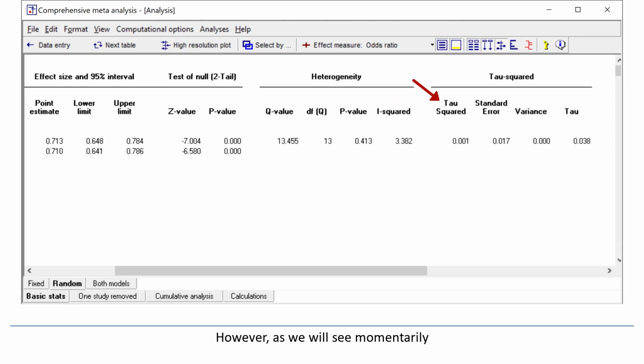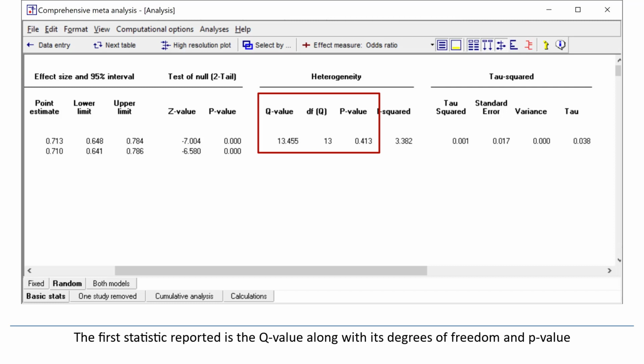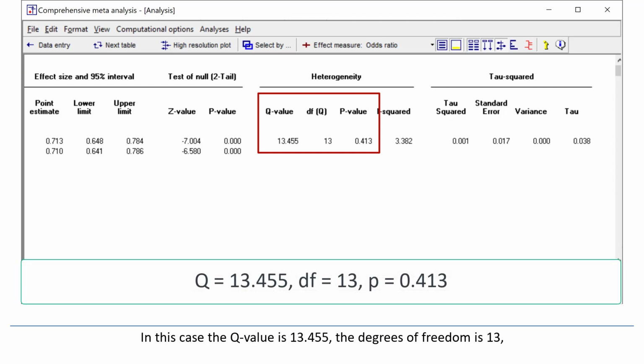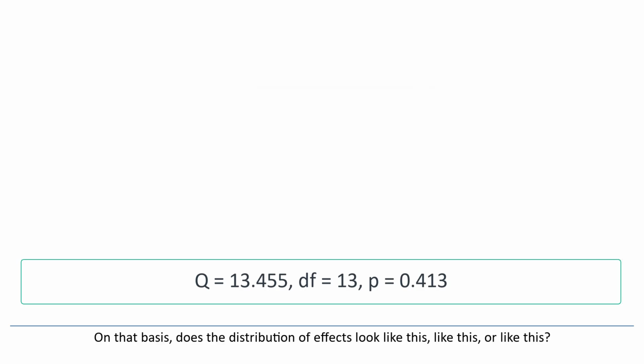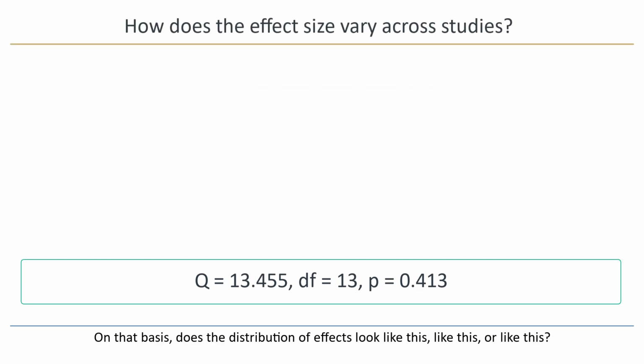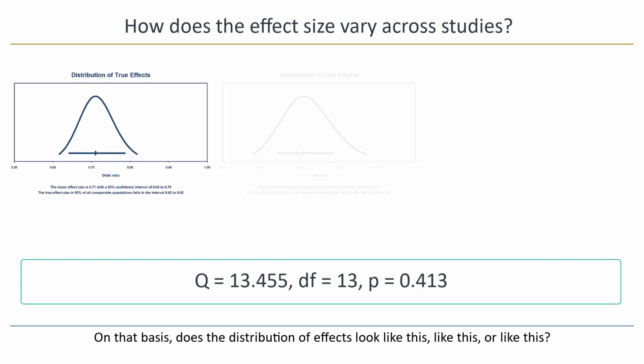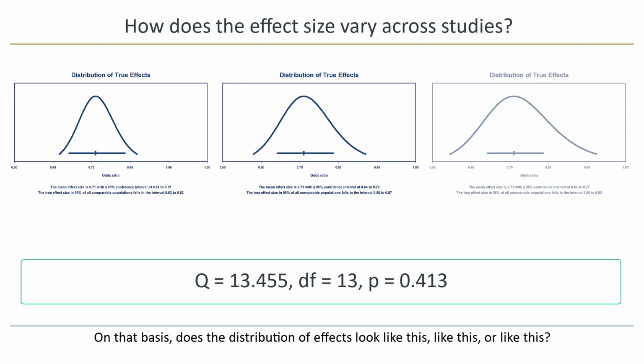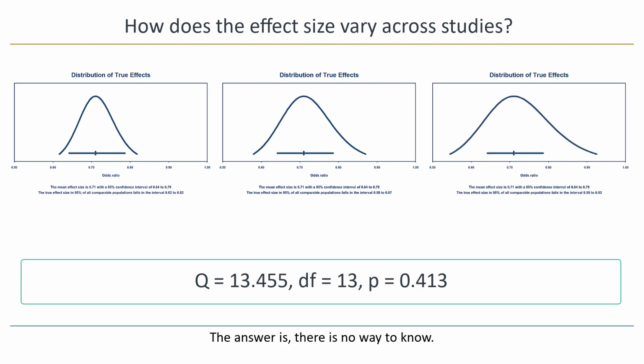However, as we will see momentarily, these statistics don't actually tell us how much the effect size varies. The first statistic reported is the Q value, along with its degrees of freedom and the p-value. In this case, the Q value is 13.455, the degrees of freedom is 13, and the p-value is 0.413. On that basis, does the distribution of effects look like this, or like this? The answer is there is no way to know. It could be any of these.